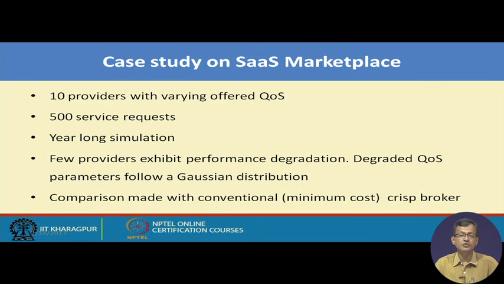Though this is predominantly for SaaS and IaaS type providers, we also did some simulation on the SaaS marketplace. Here, 10 providers are considered with 500 service requests, again simulated over 365 days. A few providers exhibit performance degradation, with degraded QoS following a Gaussian distribution, and a comparison with the conventional CRISP approach.